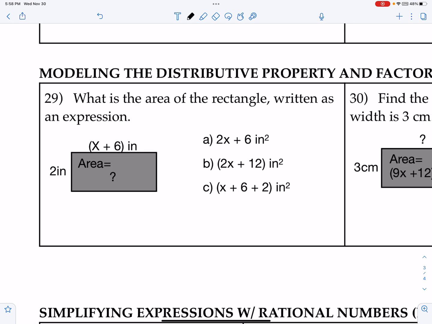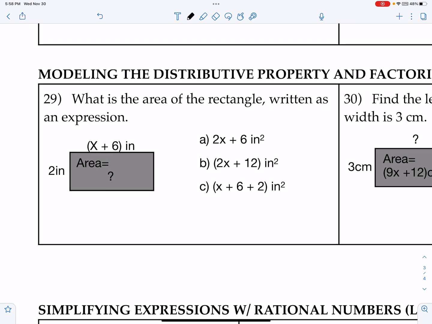All right, now down to here. What is the area of the rectangle written as an expression? I know area equals length times width, or width times length. And so we have a 2 times x plus 6 is my length times width. So I just need to look for that up top. All right, I don't see a 2 times the quantity of, but if I simplify this, I get 2x plus 12, and I do see that for letter B.